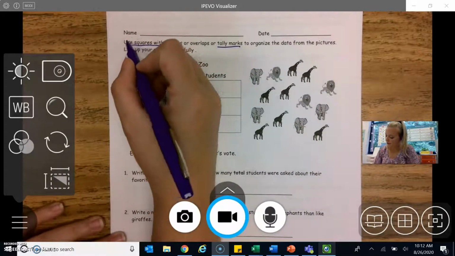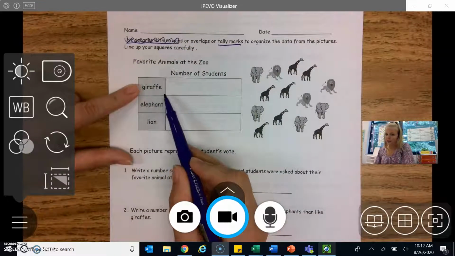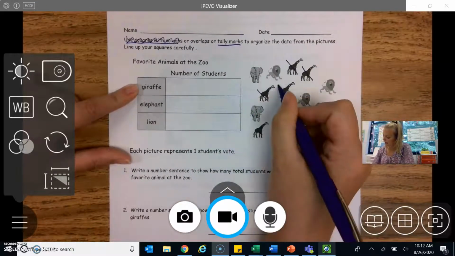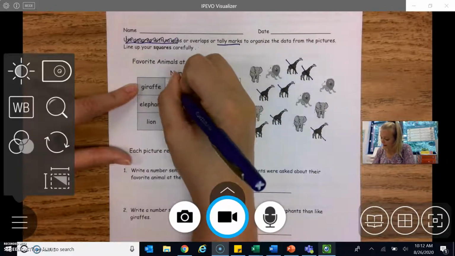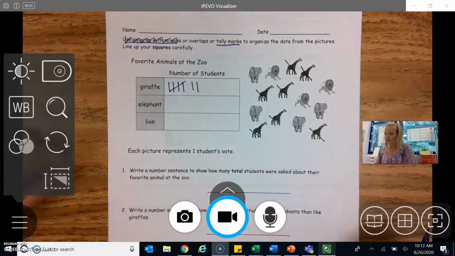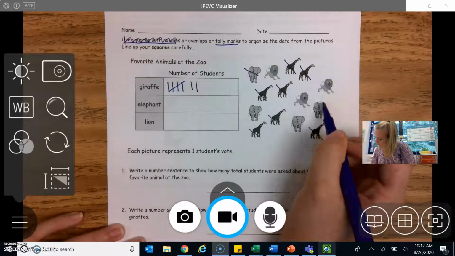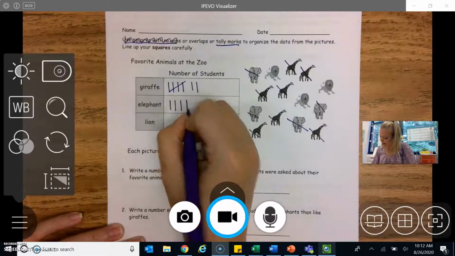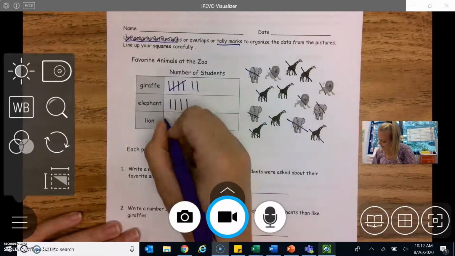Okay, let's do tally marks first, so we're not going to use squares. All right, so for giraffe, first we need to count how many people voted for giraffes. 1, 2, 3, 4, 5, 6, 7. So I need to do 7 tally marks. 1, 2, 3, 4, cross for 5, 6, 7. Okay? Now I need to do elephants. 1, 2, 3, and 4 tally marks. And lions. For lions, we only have 1, 2, 3.